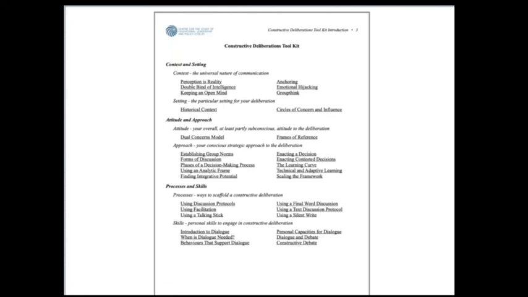So really, I'm hoping that the people who are participating today will become part of the project and help me to make this toolkit more useful.